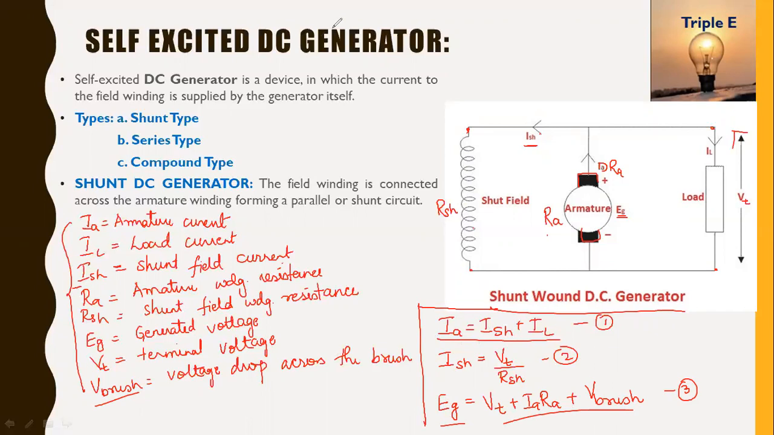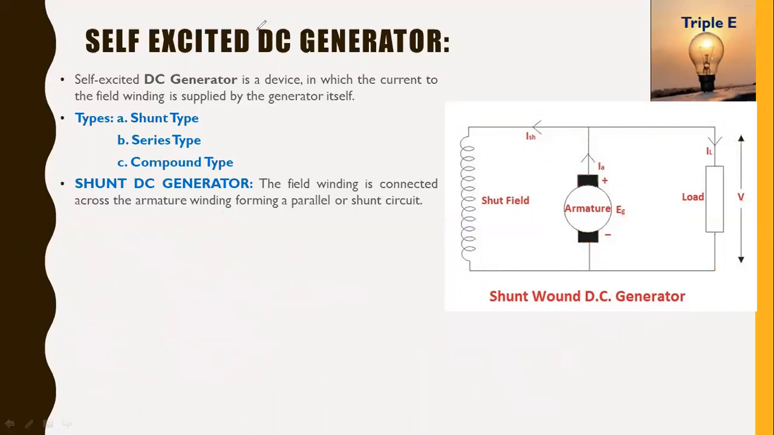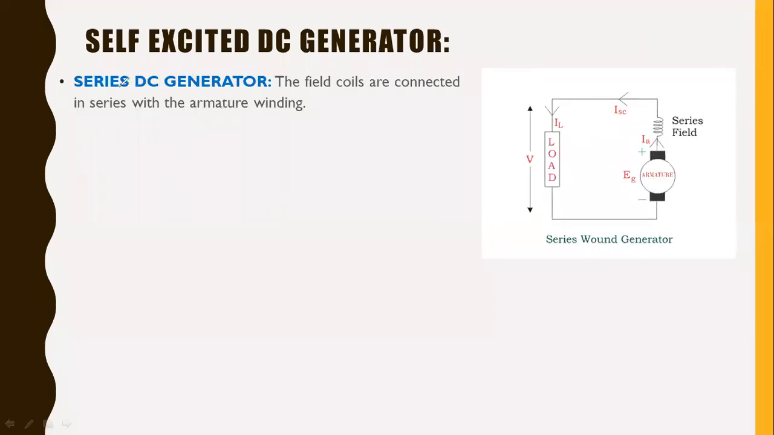Now let's see the next one, the series type of DC generator. In a series type of DC generator, the field coils or field windings are connected in series with the armature winding. This is the armature and this is the series field winding, which is connected in series with it, and then the load is connected. Just based on the connection, series and shunt are different.